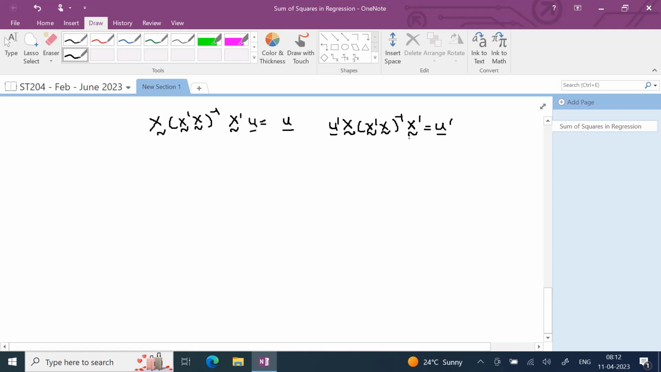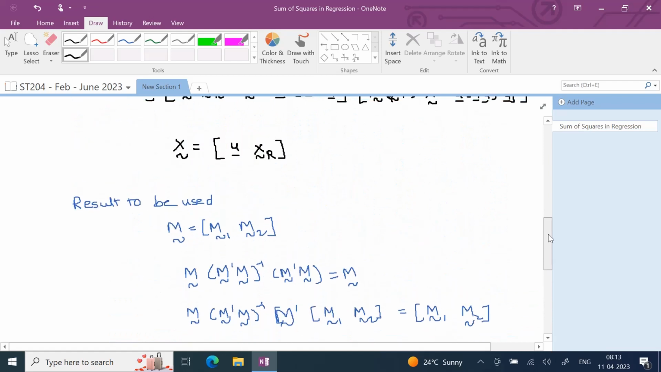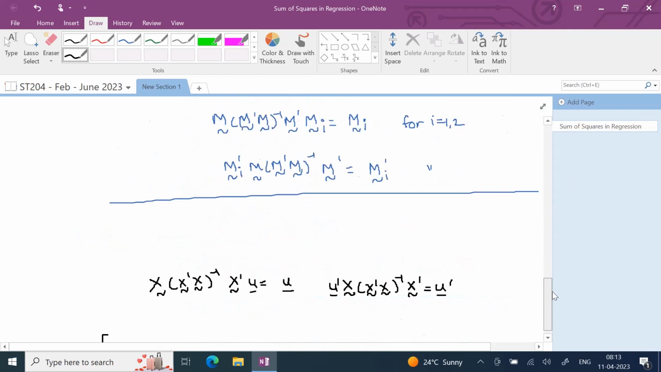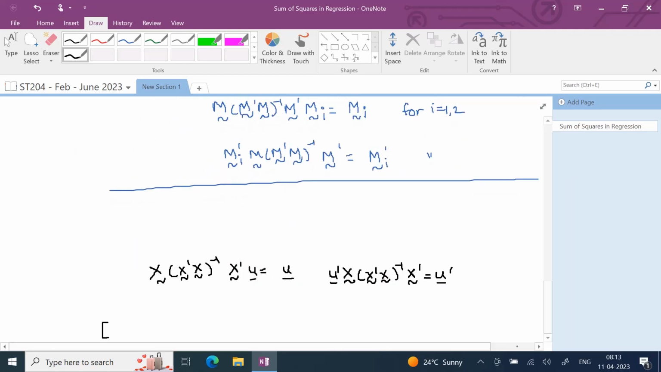Now, why we are doing this? We are doing this because we want to finally prove that the matrix that we have in between y prime and y has some special property, that basically it is idempotent. So let me consider that matrix which is present between y prime and y. So let us just see what the matrix is. See, the matrix is this: X prime X whole inverse X prime minus U prime U whole inverse U prime. So we have to check whether that matrix is idempotent. Okay.